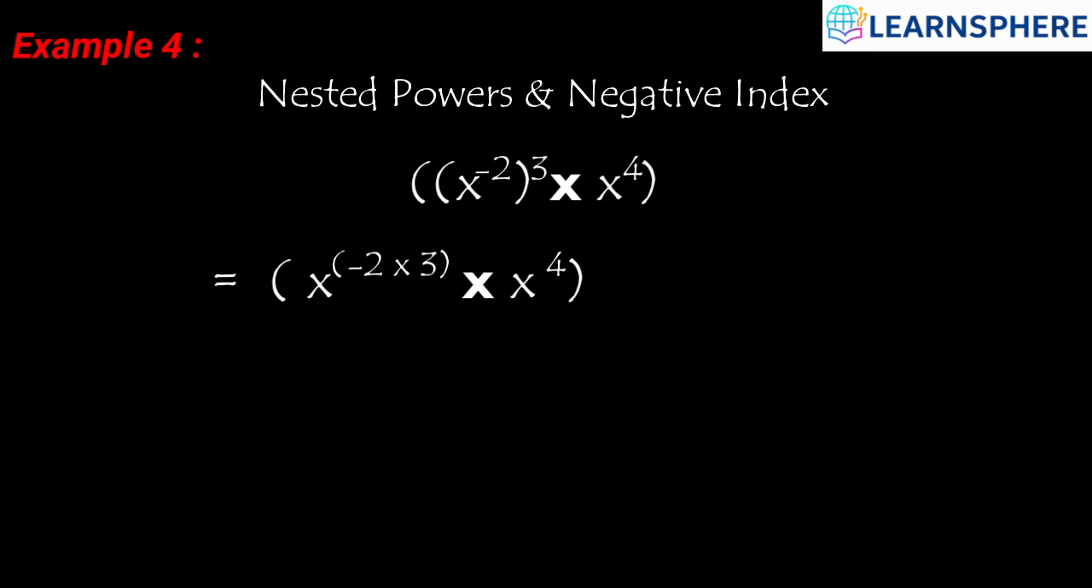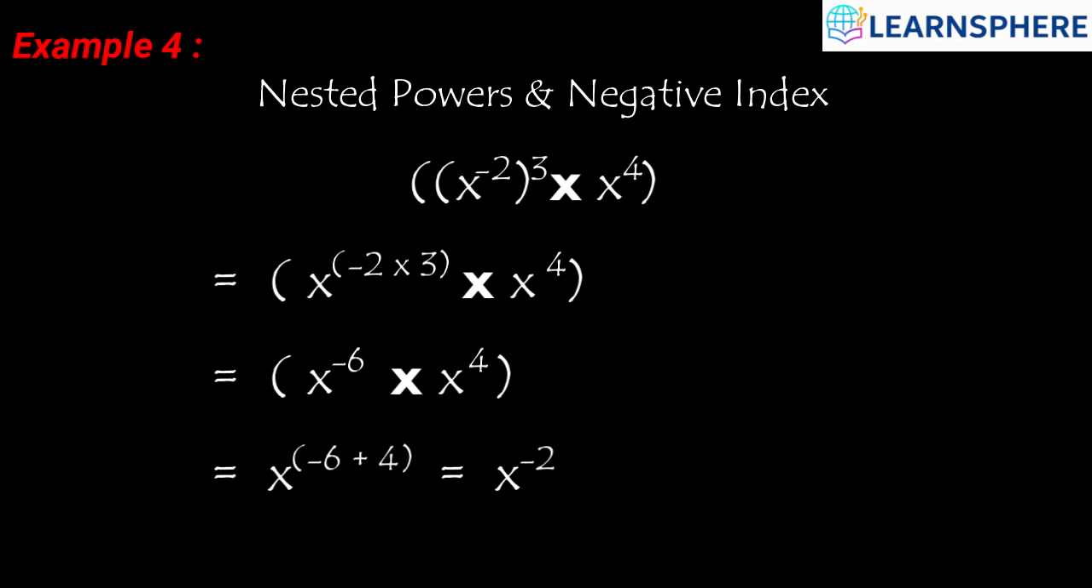Next, we can simplify it to be x to the power of negative 6 times x to the power of 4. As we have the same base of x and is being multiplied by one another, the powers have to be added to one another. Therefore, we'll get x to the power of minus 6 plus 4, in which it can be simplified to be x to the power of negative 2. As x to the power of negative 2 is a negative index, we have to convert it to a positive index. And x to the power of negative 2 can be expressed as x to the power of negative 2 over 1. And we have to flip it, where we will get 1 over x squared as our answer.